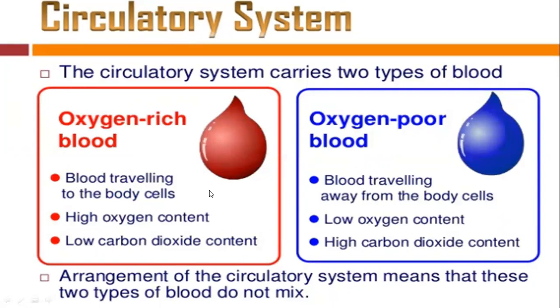In the blood circulatory system, we are going to see two colors, red and blue. Red color represents oxygenated blood which is rich in oxygen. Blue color represents deoxygenated blood which is rich in carbon dioxide.